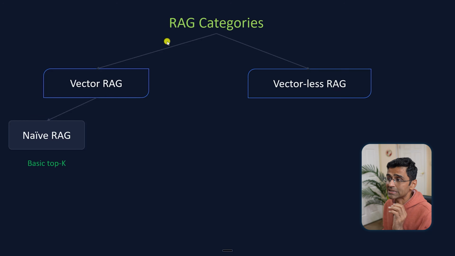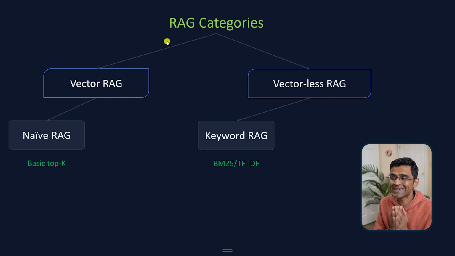The second category is vectorless RAG, in which you can perform a keyword RAG. Here you are not generating any vector embeddings. You don't have a vector database, but you are using keyword match or techniques like BM25, TF-IDF, etc. to query into the document using the exact keywords.